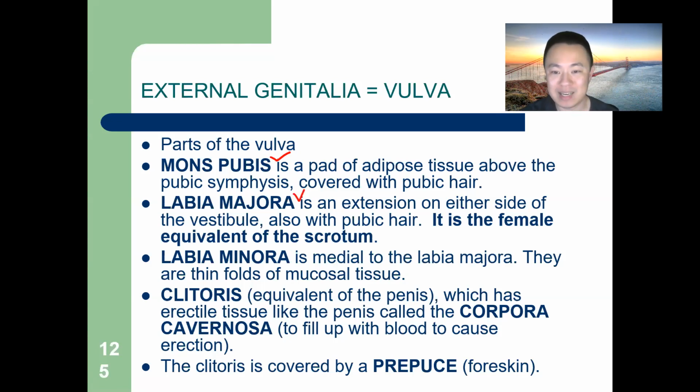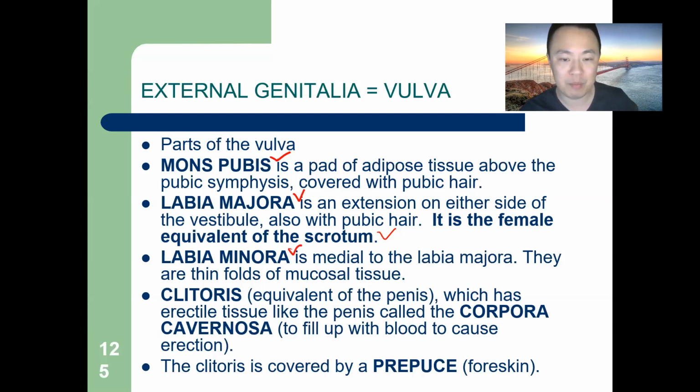The labia majora is an extension on either side of the vestibule, and it also contains pubic hair. It is the female equivalent of the male scrotum. The reason they say this is that a couple of biologists fluoresced these structures in the embryo, in the uterus, and followed the development of these cells for both males and females. They found that the structures that fluoresced were the labia majora, and compared to the males, that would be the scrotum. So those two fluoresced, and they knew that those cells were part of the same line.